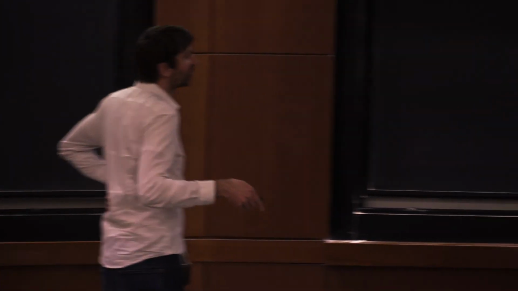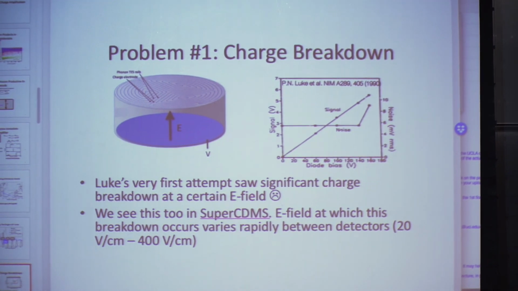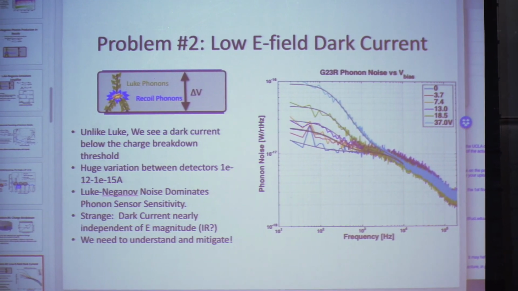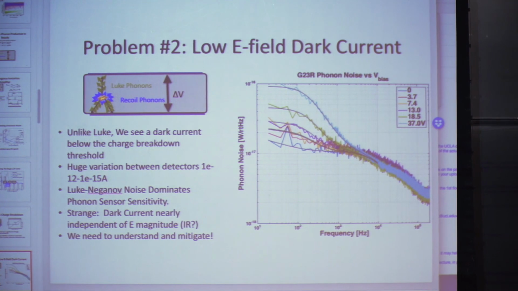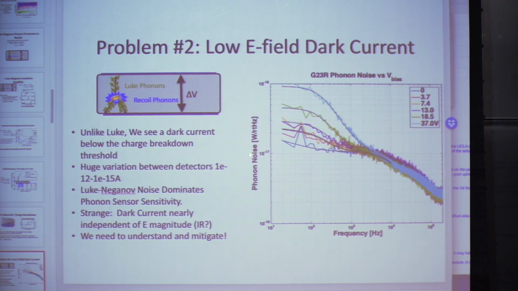So we talked about charge breakdown. It's real. It exists for us just like for LZ, just like for DAMIC. In fact, this is one detector which has really bad charge leakage, just to show you it really is a problem. This is a very sensitive device, and you can see that even at something like 3.7 volts, we started to see extra noise. If you have a bad contact, this can completely dominate your signal, and it's a problem.